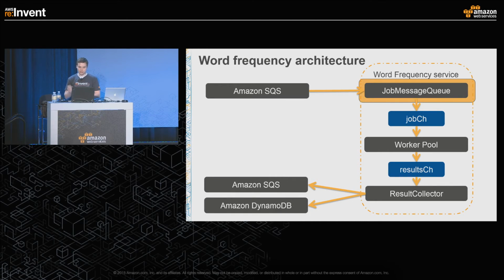So our job message queue is going to be the thing that's polling SQS to look for new messages, which are files that have been delivered to our bucket. And it uses a visibility timeout to recover from error. And it will then parse the JSON data out of that message, extracting the object key and the bucket. And then it will build up a job and send that to the job channel.